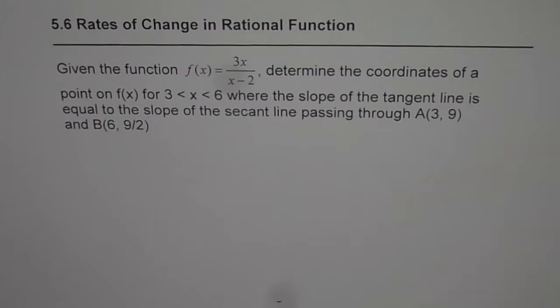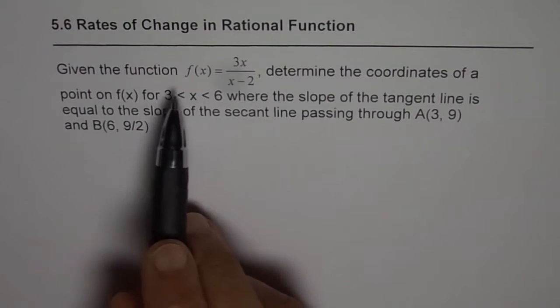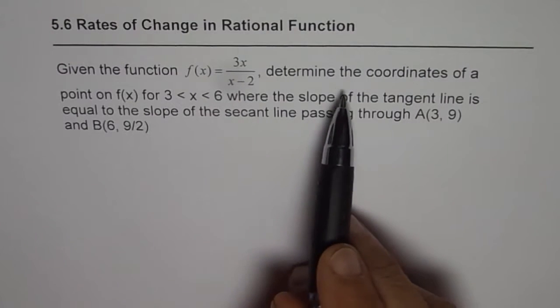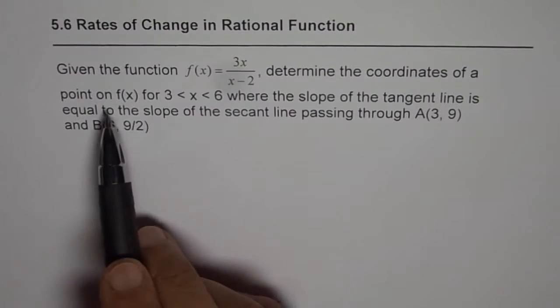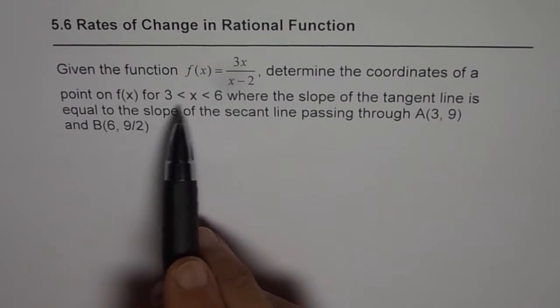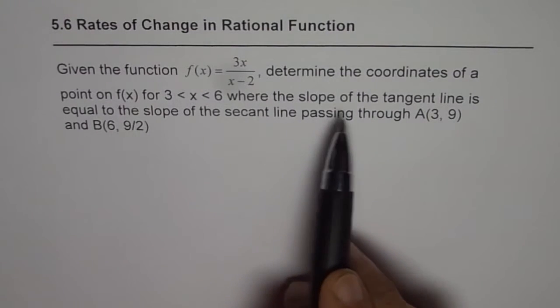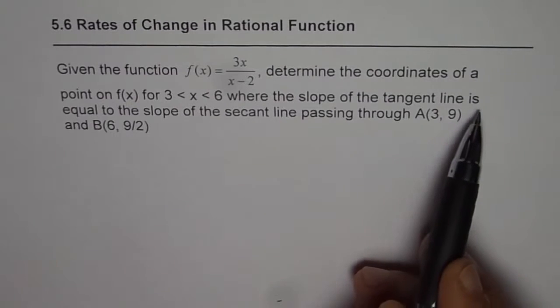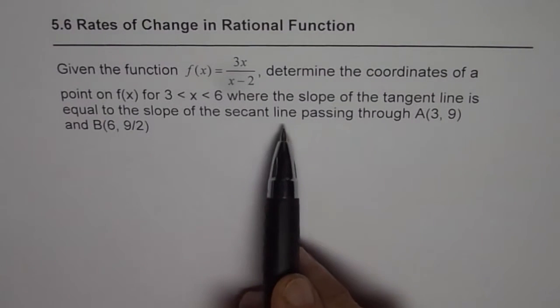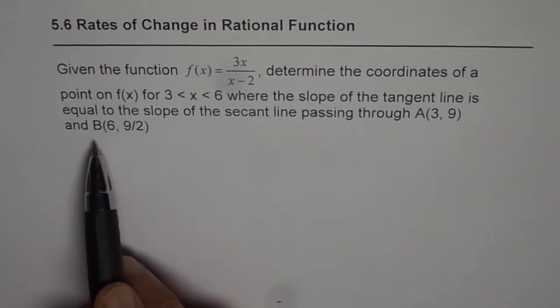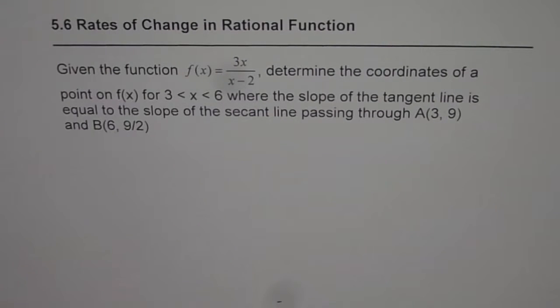I'm Anil Kumar, and here is an excellent question on rates of change in rational functions. Given the function f of x equals 3x over x minus 2, determine the coordinates of a point on f of x for x greater than 3 and less than 6, where the slope of the tangent line is equal to the slope of the secant line passing through A (3, 9) and B (6, 9/2).